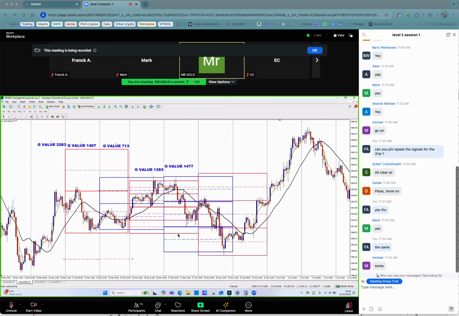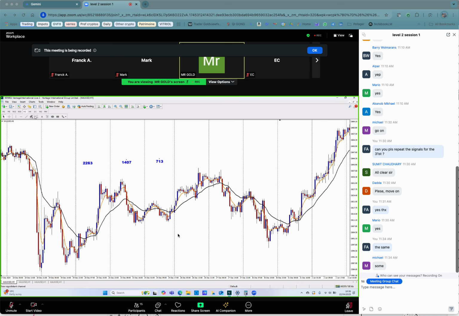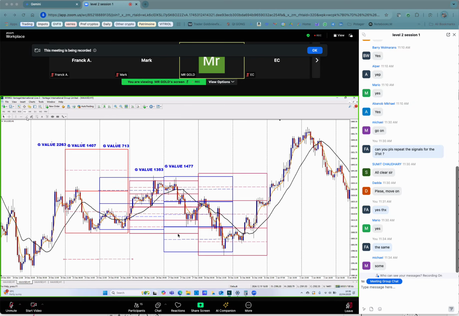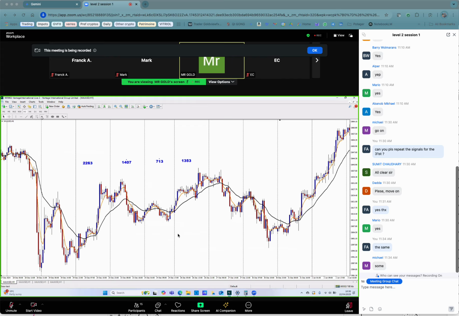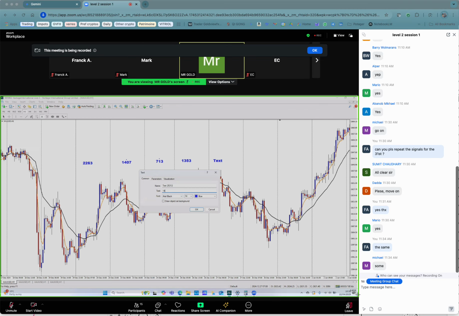1353. And then we have the last one, 1477. And I like to change the color for bearish boxes to red.